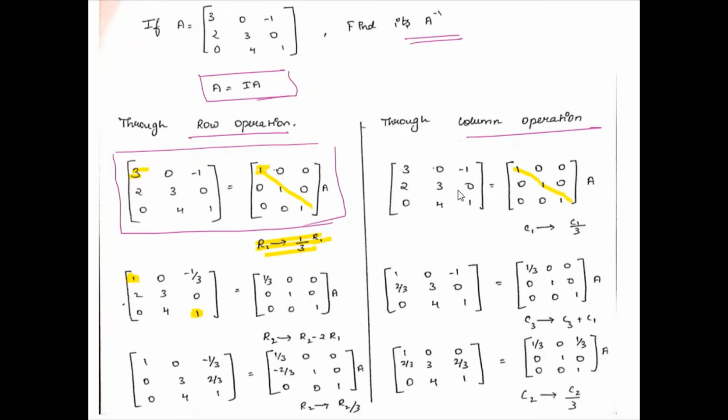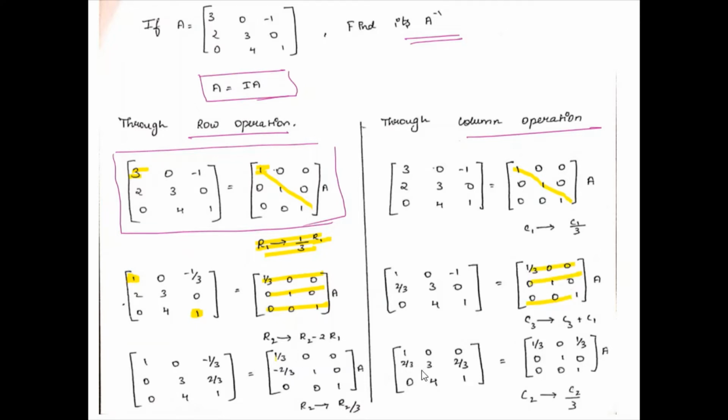We should simultaneously apply the operation to the RHS, that is I into A. In row operation, when we apply this operation, the RHS becomes 1 by 3, 0, 0, 0, 1, 0, 0, 0, 1 into A. Keep the A as it is. In column operation, the RHS will become 1 by 3, 0, 0, 0, 1, 0, 0, 0, 1 into A.